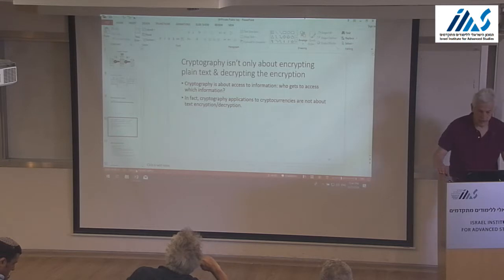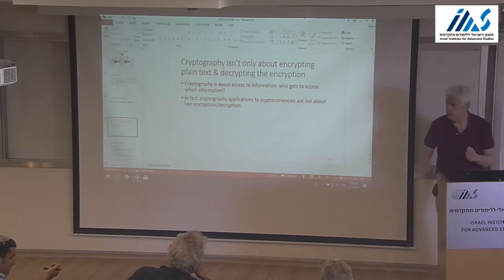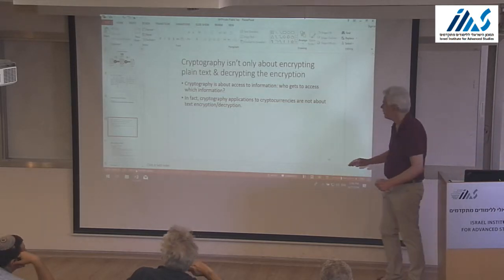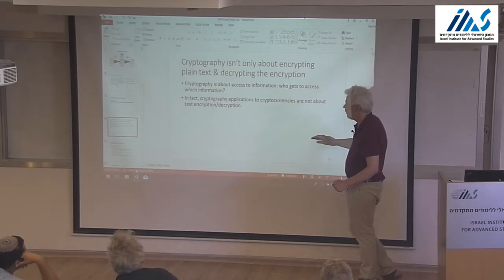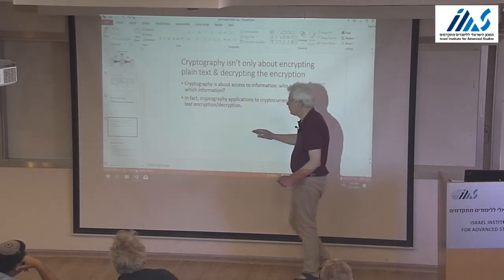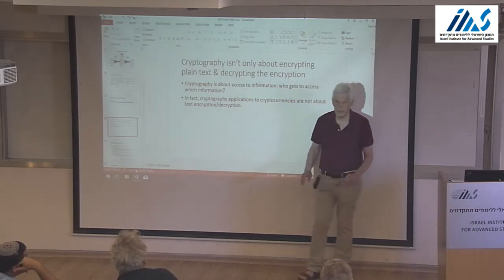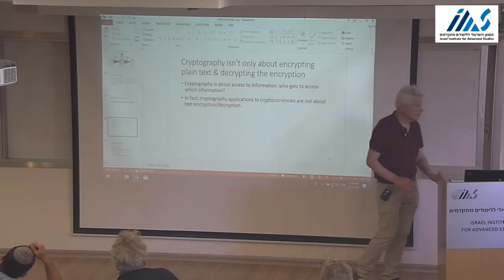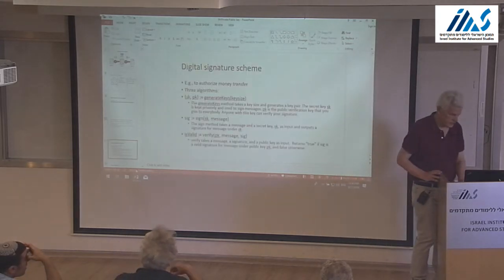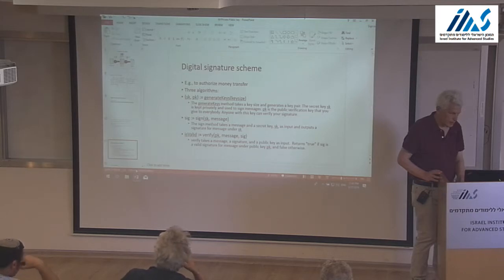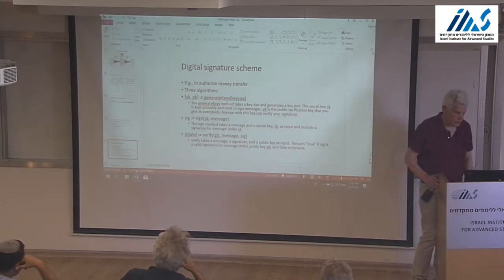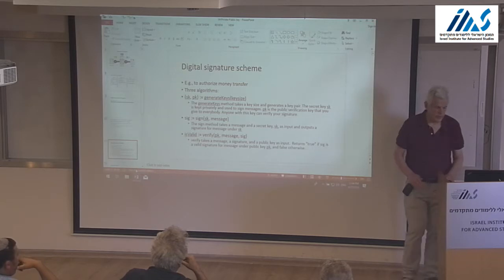So cryptography, however, is not only about encrypting plain text and decrypting it. That's the first application you think about, and that's not the one that's used here. In the context of cryptocurrencies, cryptography doesn't use text encryption and decryption. It's used for other purposes, namely authentication. So here's a digital signature scheme that's used, say, to authorize a money transfer.